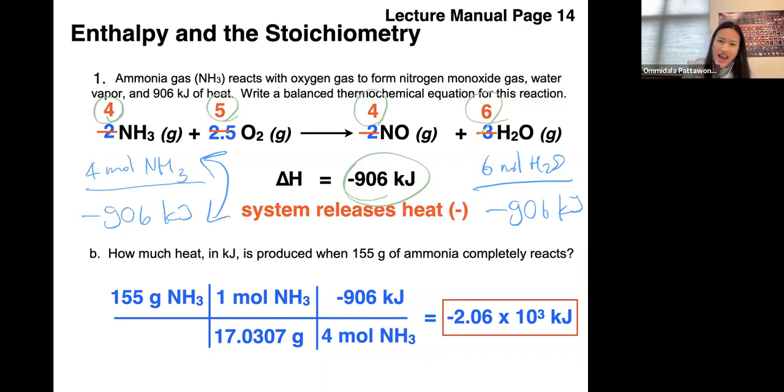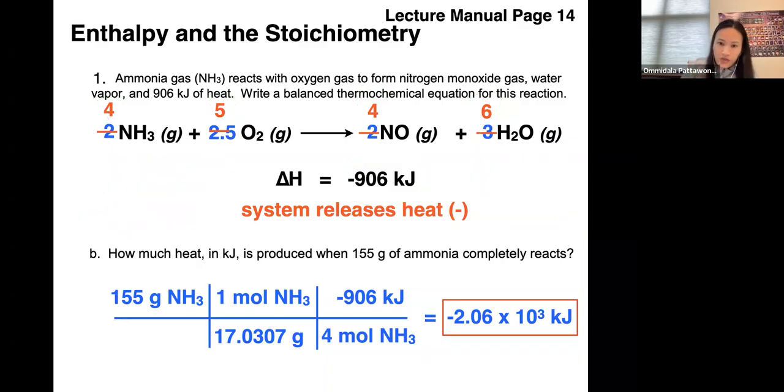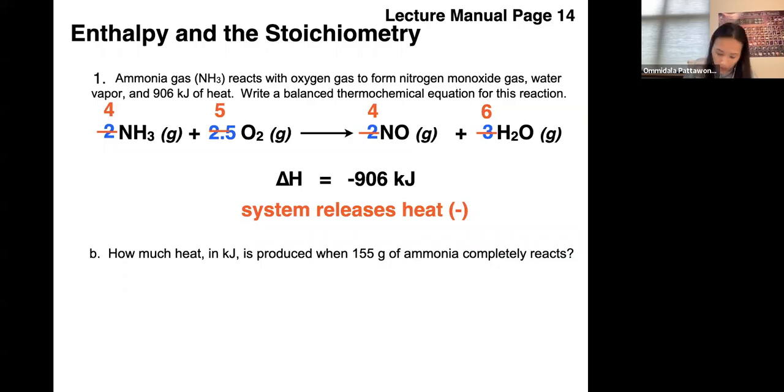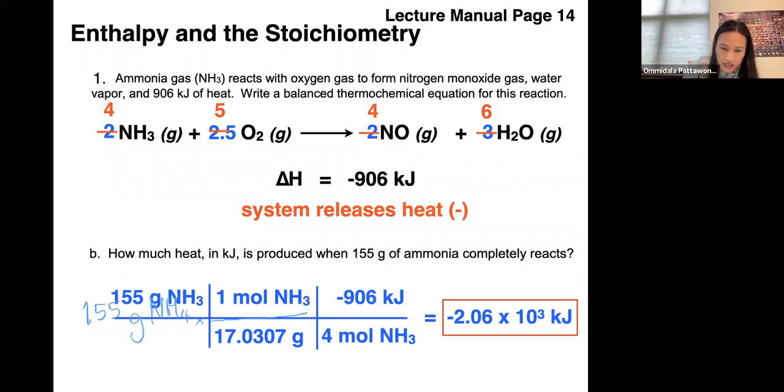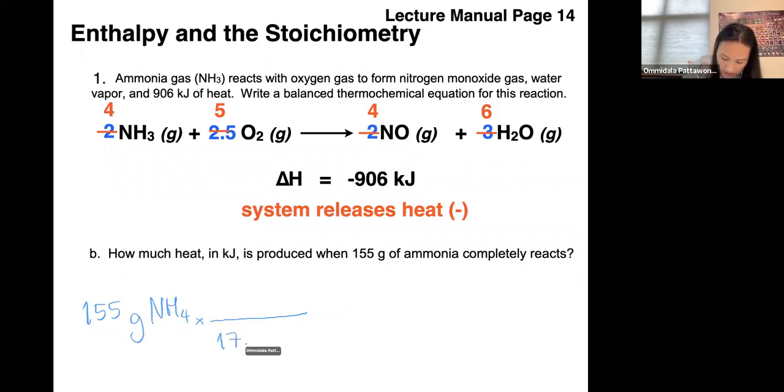Now there's another way to express the same thing. I'm going to set up pretty much the same thing that we set up earlier. You have 155 grams of ammonia. Again, we convert that to mole, which is 17.03 grams per 1 mole of ammonia.